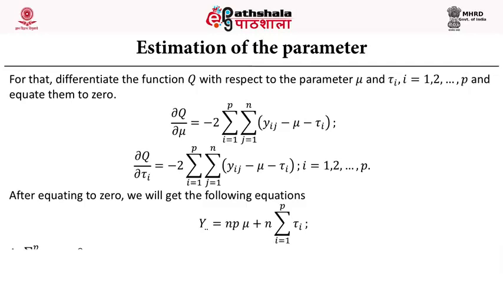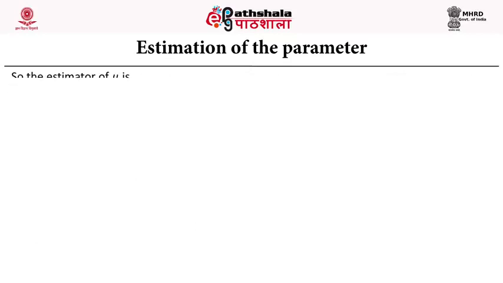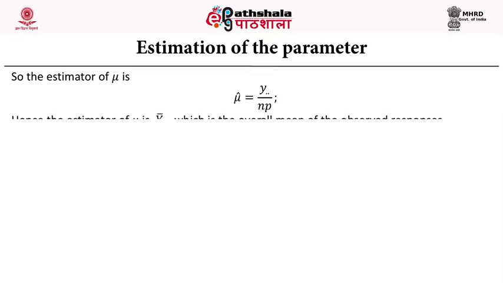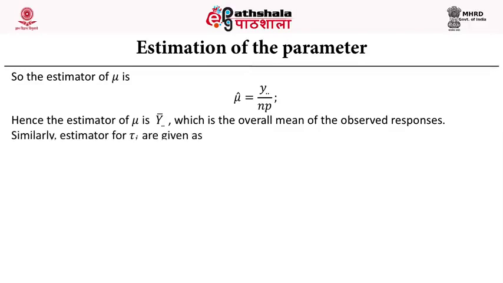After equating to 0, we get the following equation: Y double dot is equal to np mu plus n times the summation over tau i, also i varying from 1 to p, and the sum of tau i is equal to 0. So the estimator of mu is mu hat, which is equal to Y double dot upon np. Hence the estimator of mu is Y bar double dot, which is the overall mean of the observed responses. Similarly, the estimator for tau i is given as tau i hat, which is equal to Yi dot bar minus Y double dot bar, where Yi dot bar is the mean of the ith treatment response.